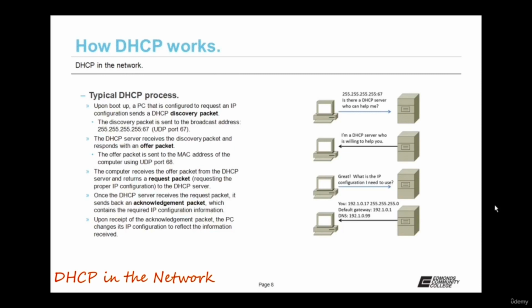Once the DHCP server receives the request packet, it sends back an acknowledgement packet. Now, this acknowledgement packet contains all of the required IP configuration information. Once the PC receives the acknowledgement packet, the PC changes its IP configuration to reflect the information that it received from the DHCP server. And that's the typical DHCP process in a nutshell.